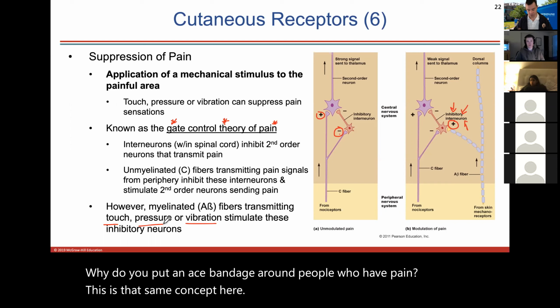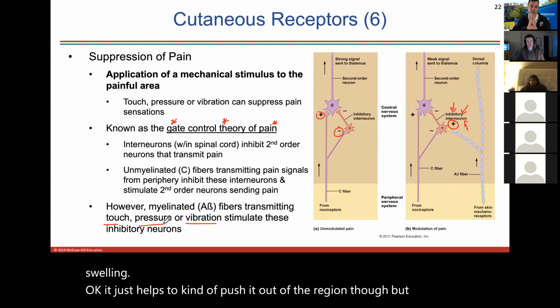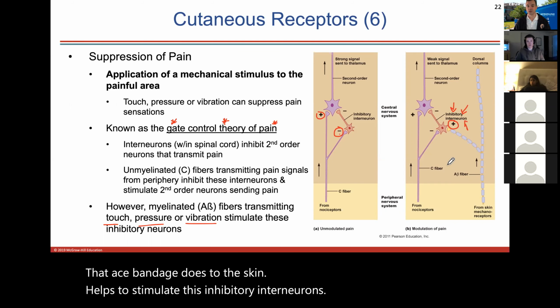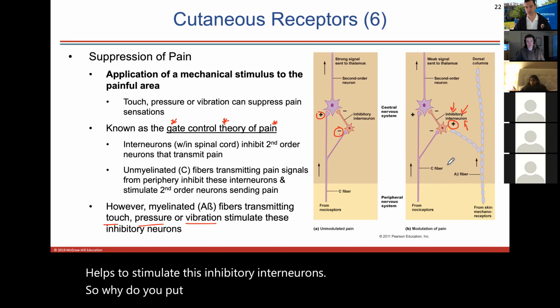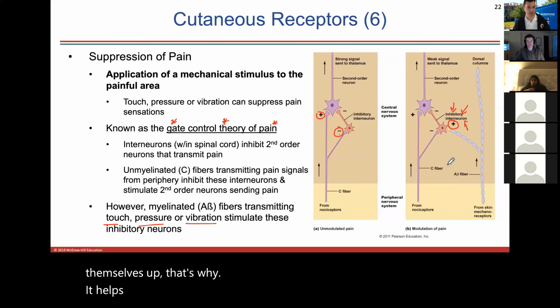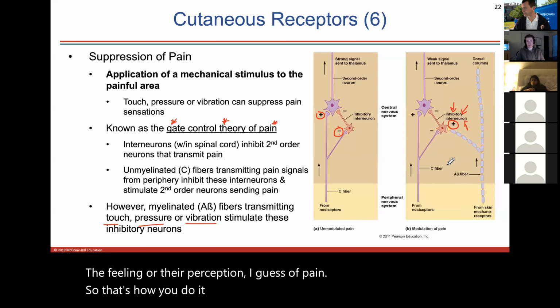Okay. So when you roll your ankle, you wrap it up to help limit the swelling. That just helps to kind of push it out of the region though. But that constant pressure the ACE bandage puts on the skin helps to stimulate this inhibitory interneuron. So why do you put an ACE bandage around people who've screwed themselves up? That's why. It helps to stimulate inhibitory interneurons to lessen the feeling, or the perception, I guess, of pain. So that's how you do it, through mechanical stimulation.